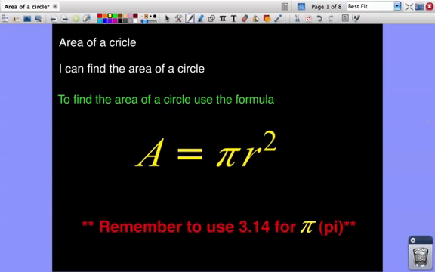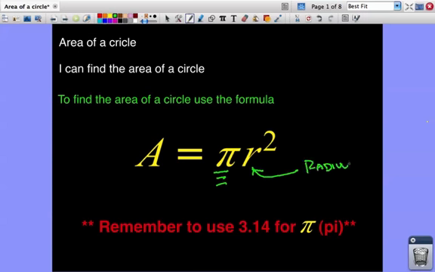Now, area of a circle is a little bit more complicated than the area of, say, a rectangle or a square, and that's because circles are round and they don't have edges. So that means we have to use our favorite thing in the entire world, which is known as pi. One thing we need to remember is that we can use 3.14 for pi, and the formula is area equals pi times r squared. This r right here, that's your radius.